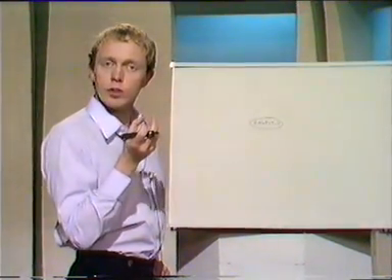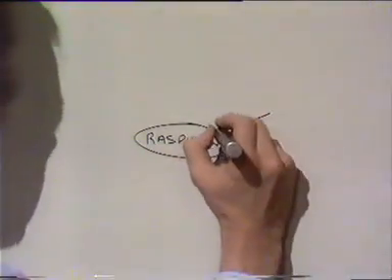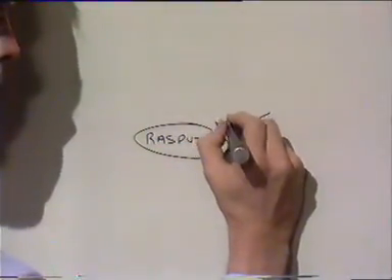Now, around the idea of Rasputin, there are four major themes. The first of these is nationalism.